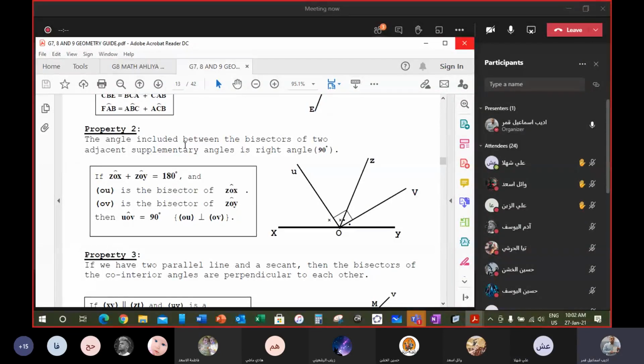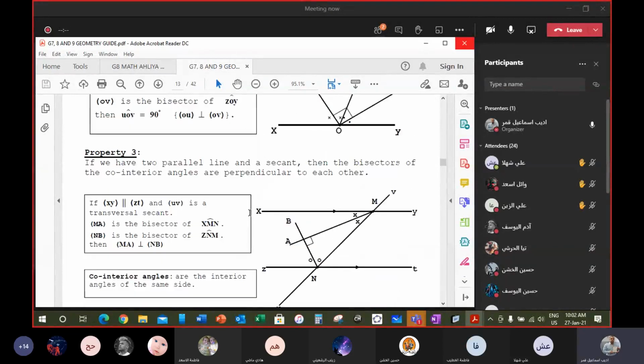The angle included between the bisectors of two adjacent supplementary angles is a right angle. You have seen this before in sixth, seventh and eighth grade. Now in eighth we memorize it as a property. So if XOZ and ZOY are two adjacent supplementary angles, the angle between their bisectors is 90 degrees. Okay?